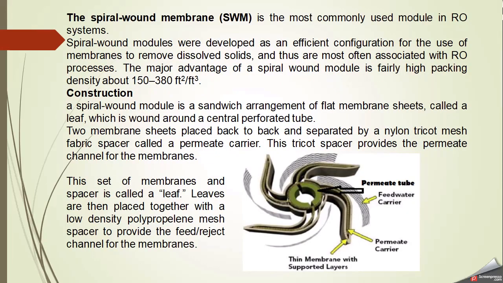And the last one, which is very famous and nowadays used, is the spiral wound membrane, the most commonly used module in RO systems nowadays. These were developed as a highly efficient configuration for the use of membrane to remove dissolved solids, and thus are most often associated with the RO process. There is a high packing density of around 150 to 380 square feet per cubic feet as compared to the first two types, tubular and plate and frame.